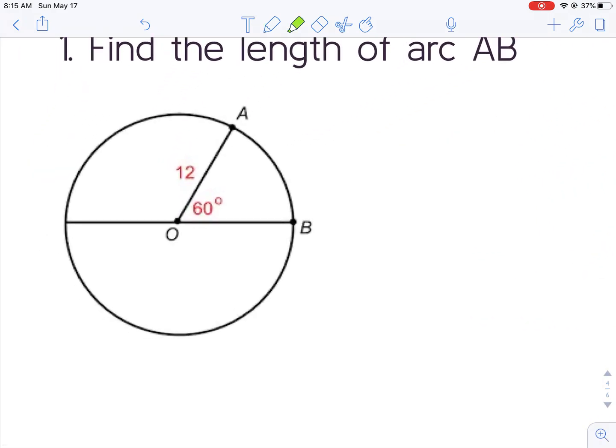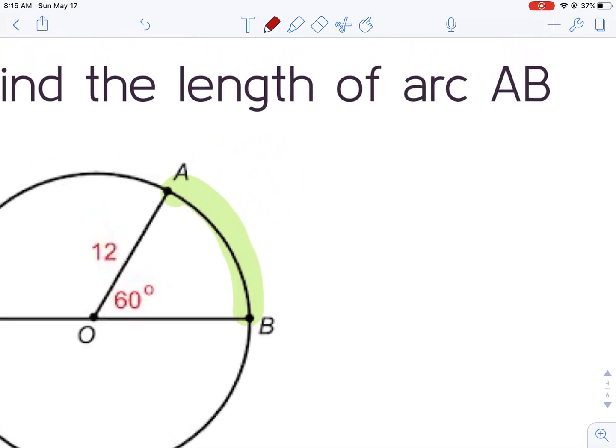So if I'm asked to find the length of arc AB, when there's 2 letters, I'm always going the shortest route between the 2. When I have 3 letters, so let's say they put C out here and they said they want the length of arc ACB, that's when I use the big way around. So quick refresher there if you did not recall.